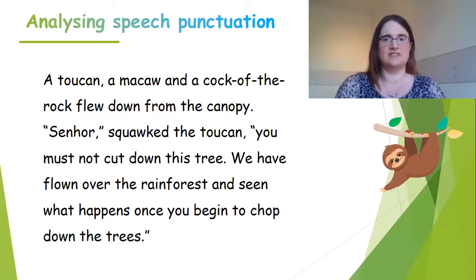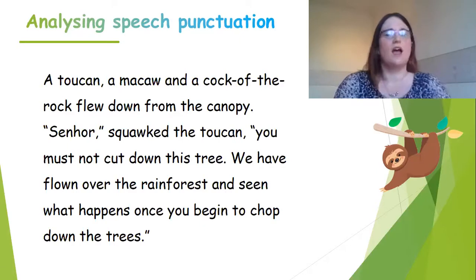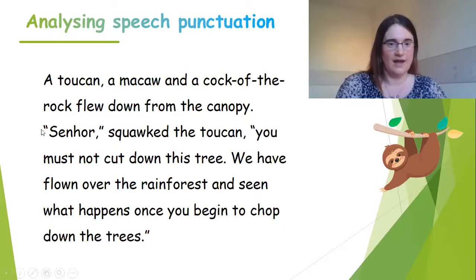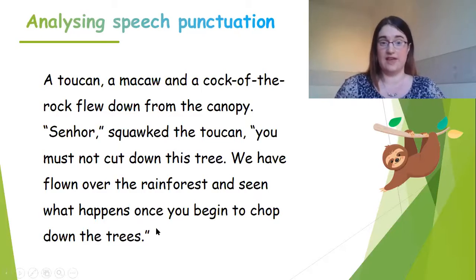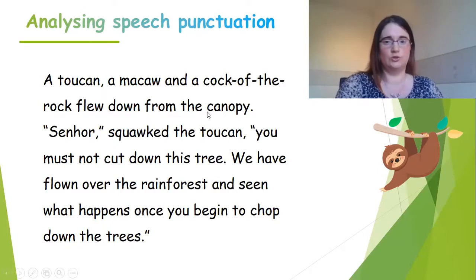So you can see, first of all, is there speech marks around the actual things that the person is saying? So this is the toucan speaking. So you can see here, he says signor, and there's speech marks around that. And here there is, you must not cut down this tree. We have flown over the rainforest and seen what happens once you begin to chop down the trees. And we've got a speech mark at the end again. So here we've got the reported clause. Here is who is talking. Squawked the toucan. Okay, so we've got our reported clause in.